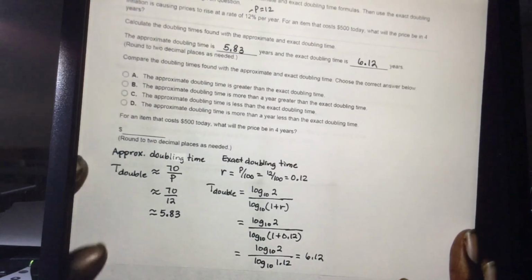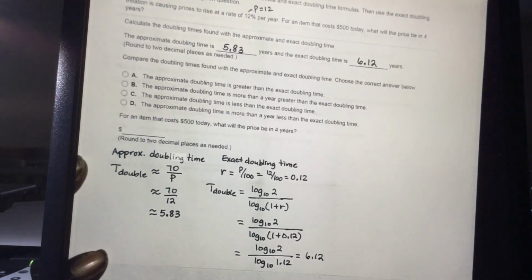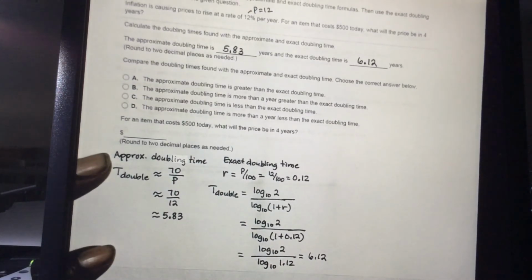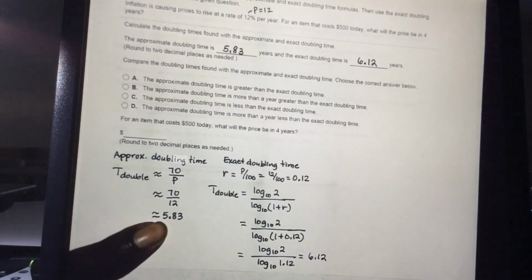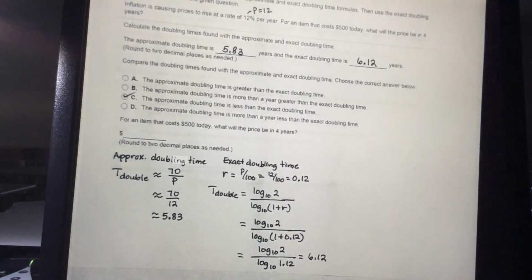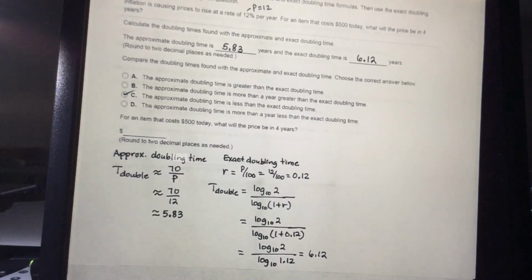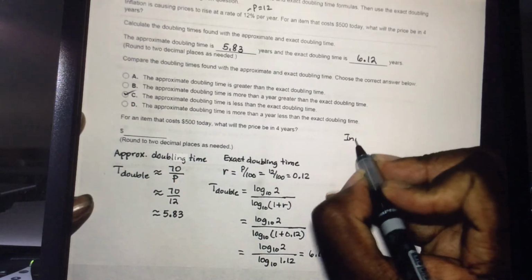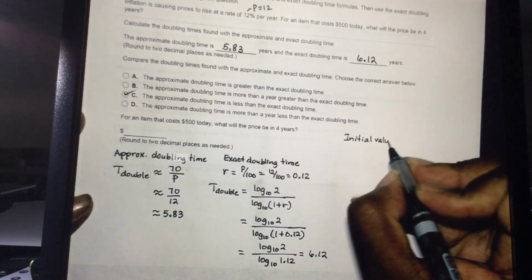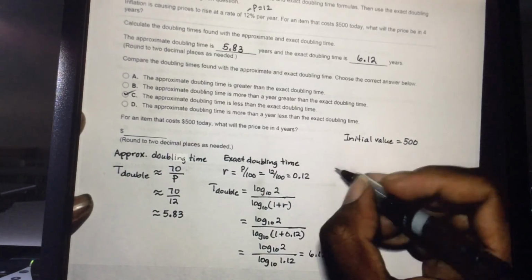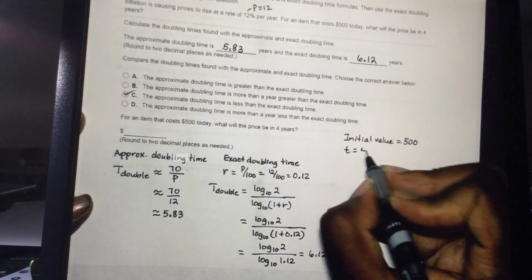And now compare the doubling times found with the approximate and exact doubling time, and you're going to choose the answer below. You can see here your approximate doubling time is going to be less than the exact doubling time, as you can see. Okay. Kind of have to read through those answer choices and pick the one that would best fit what you're doing here. Okay, now for an item that costs $500 today, what will be the price in 4 years? In this case, your initial value was $500, and the T, which is the time, is going to be 4 years.